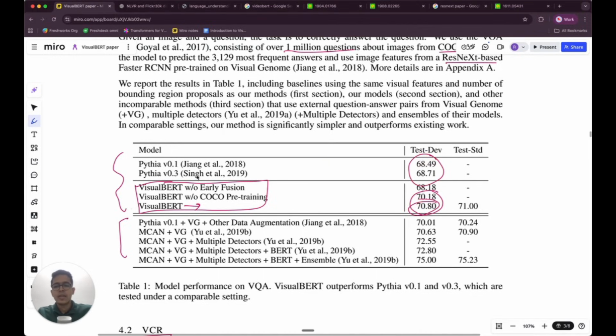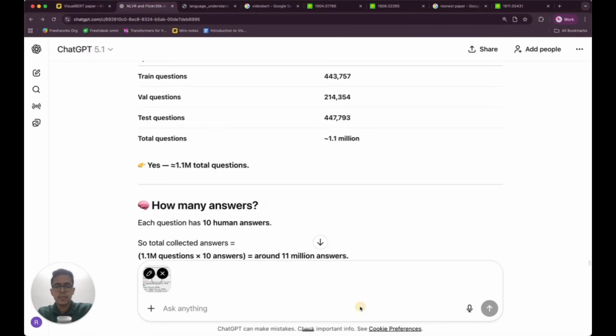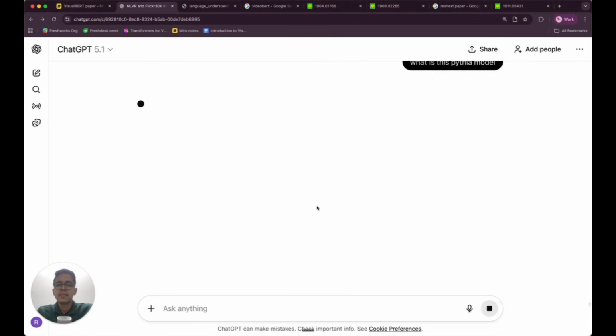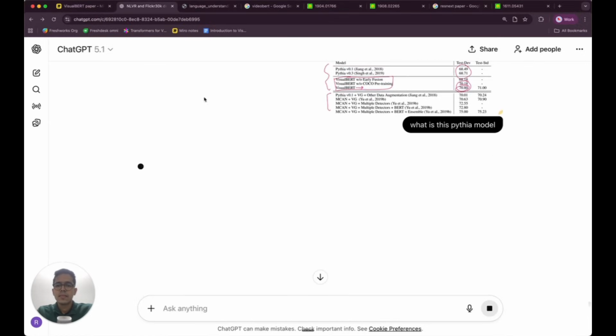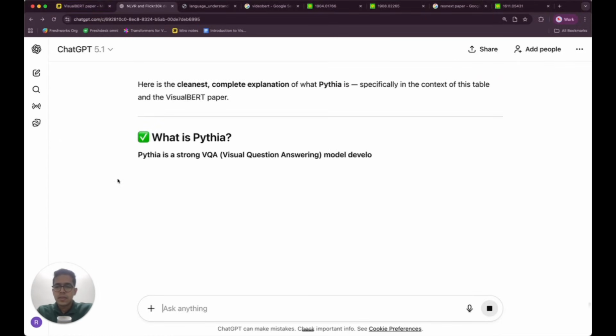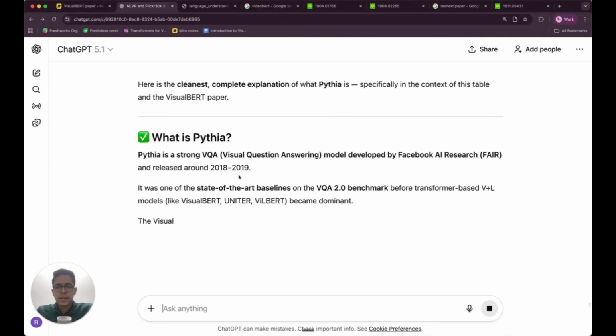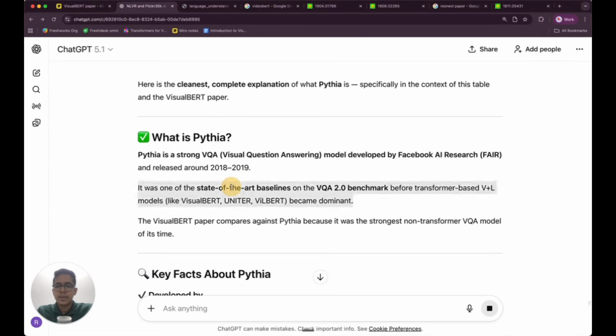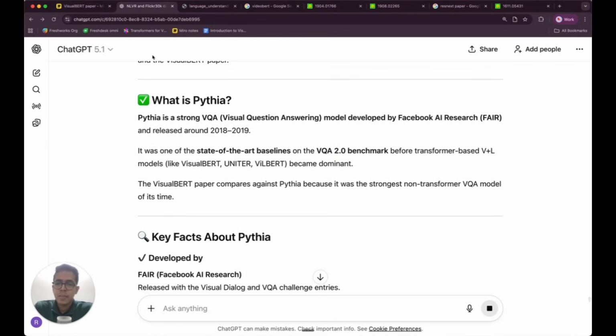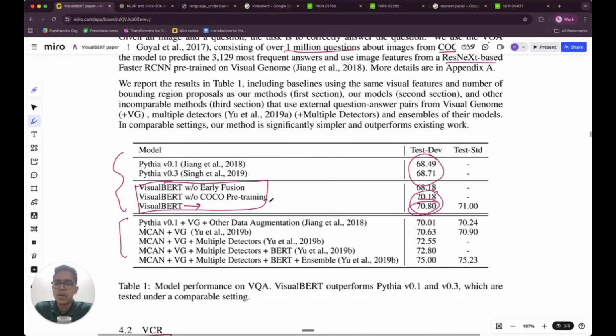The previous models, Pythia, I don't know what this model is. Maybe we can ask ChatGPT, what is this Pythia model? It's a strong VQA model developed by Facebook AI Research around 2018-19. It was one of the state-of-the-art baselines on VQA 2.0. Okay, this was one of the state-of-the-arts at that point of time. So I guess this was pretty good in that sense.